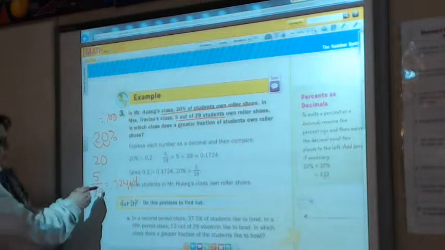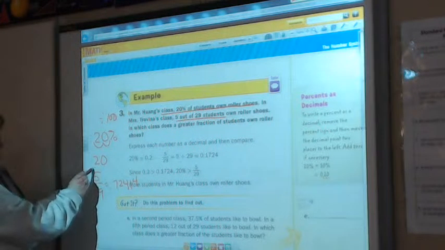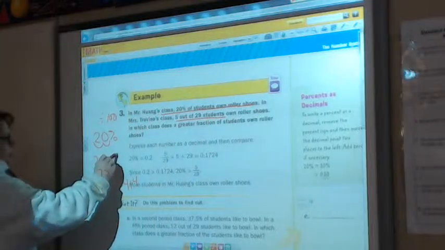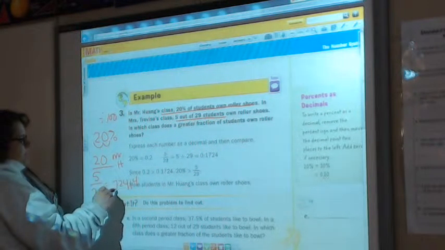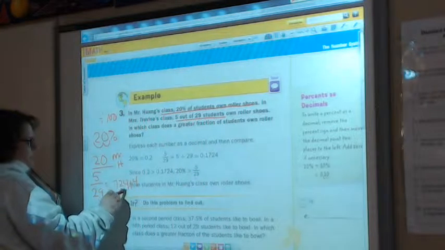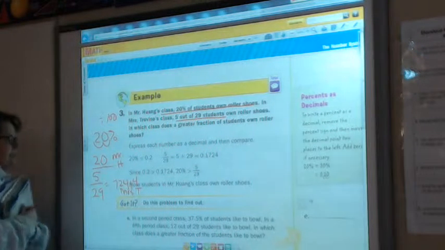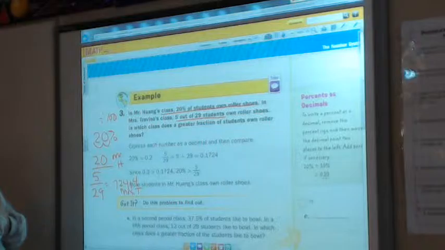Okay? So you're going to compare these two. 0.20 was Mr. Hong's class. 0.72414 was Mrs. Trevino's class. Which class had a greater fraction of students that owned roller shoes?